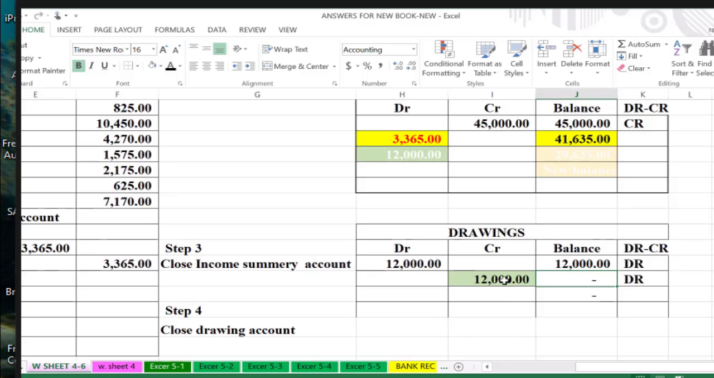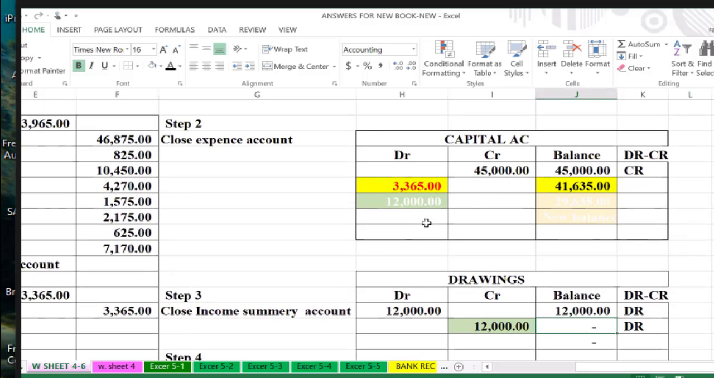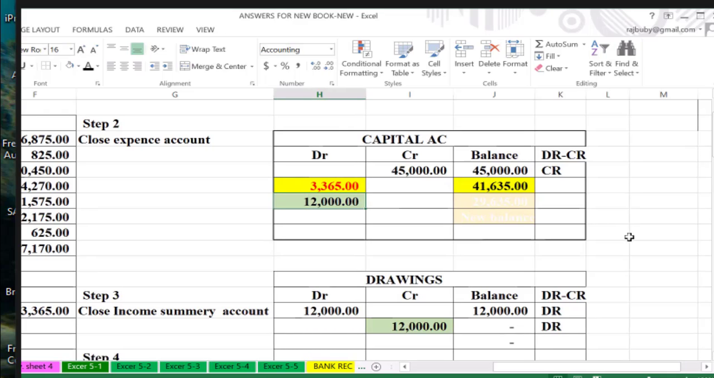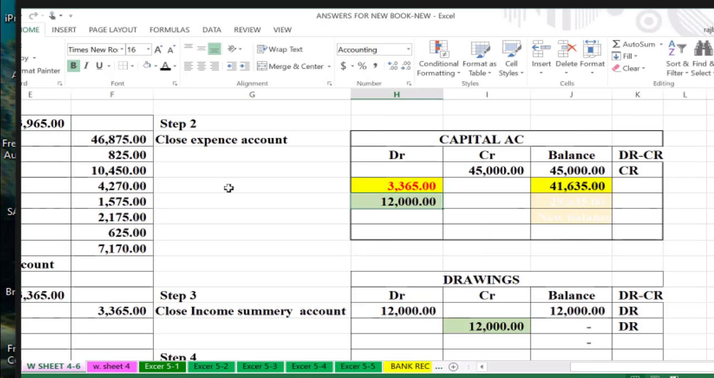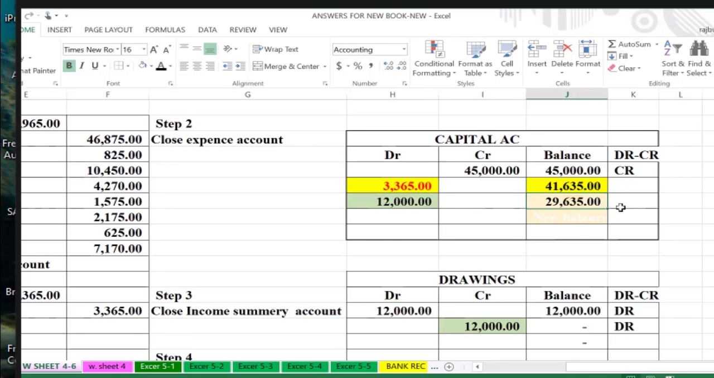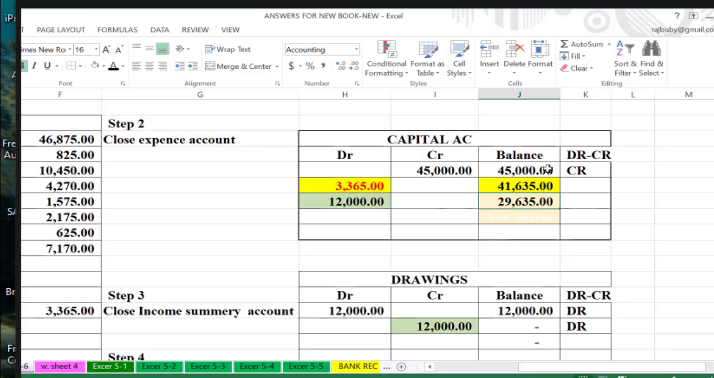If you have a credit side, you have to have a debit side somewhere else. That one is going to be in the capital account, because capital is decreasing by drawings, right? 41,635 is the balance after profit or loss. Now we have drawings. Our new balance is going to be this. We started with 45,000. Our loss is 3,365, decreased by that, and also the drawings of 12,000. 41,000 minus 12,000 is going to be 29,000. This is the new capital for next year.